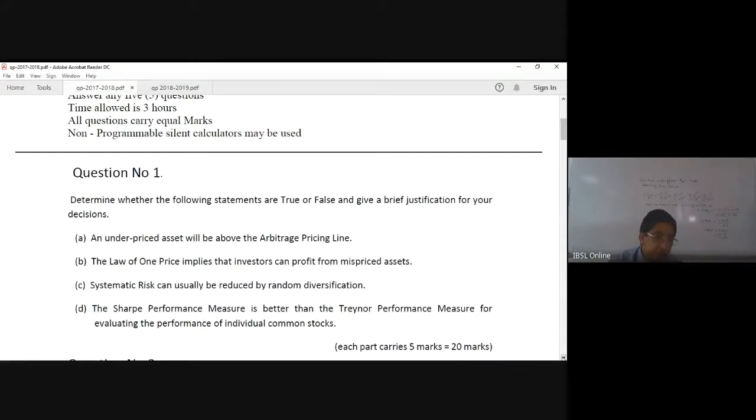Right. Part A. An underpriced asset will be above the arbitrage pricing line. Now, when you say arbitrage pricing line, the arbitrage pricing line is the equilibrium line. First of all, you need to see whether it is a true statement or a false statement. What do you think about this?